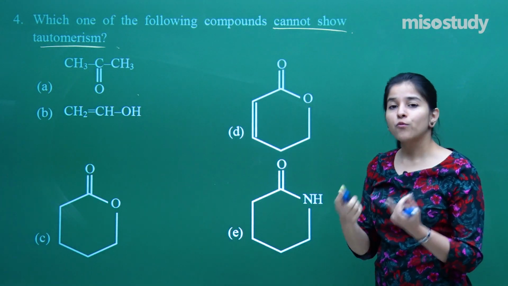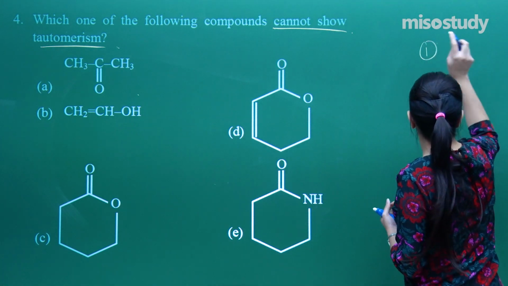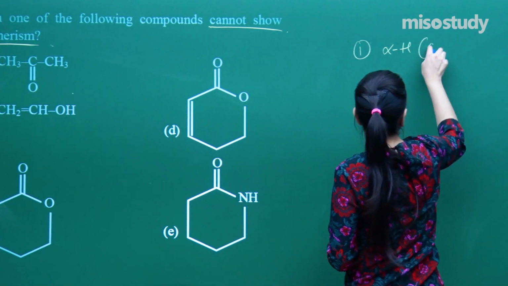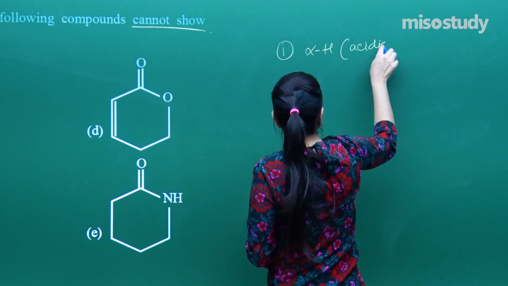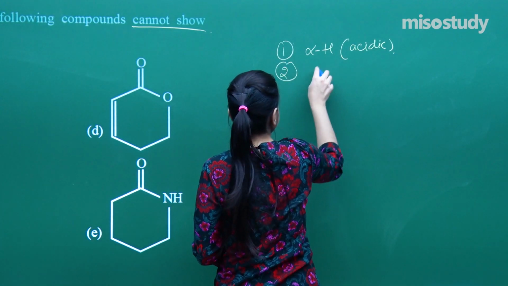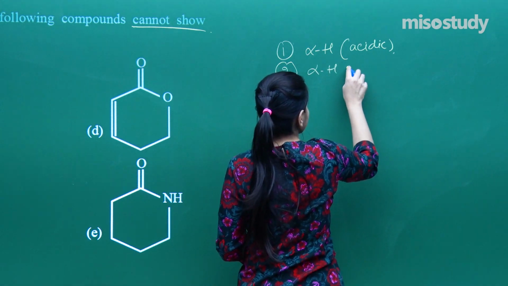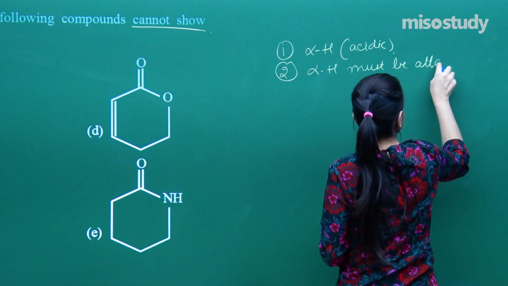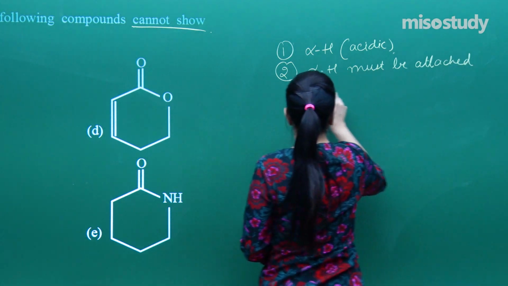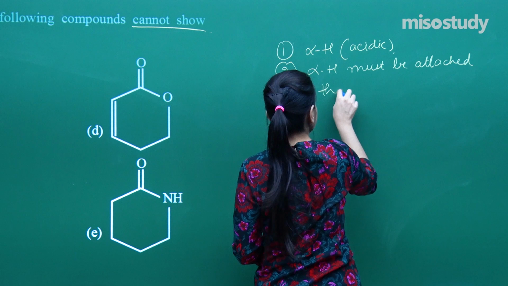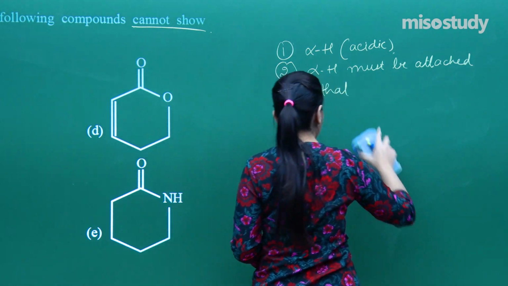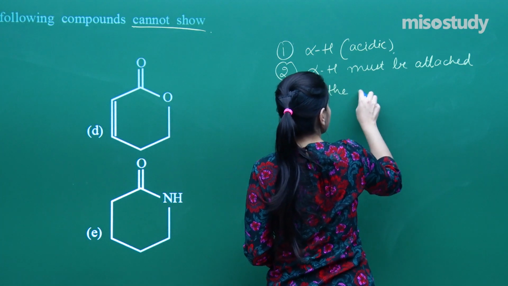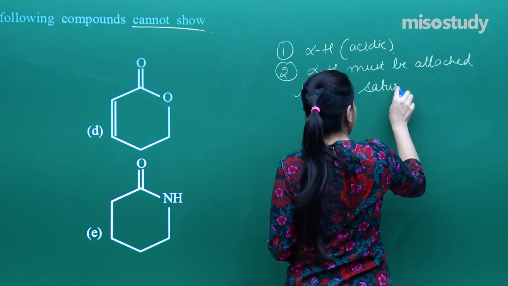For tautomerism, what is the condition? The condition number 1 for tautomerism is you need to have alpha hydrogens which are acidic. Also, the alpha hydrogen must be attached to that carbon, or I can say to the carbon which is saturated.